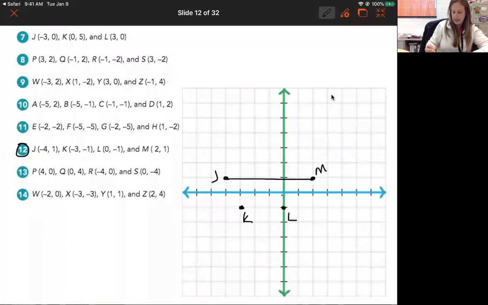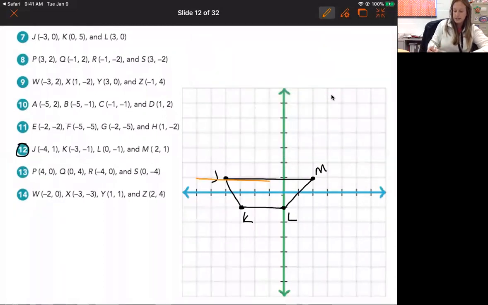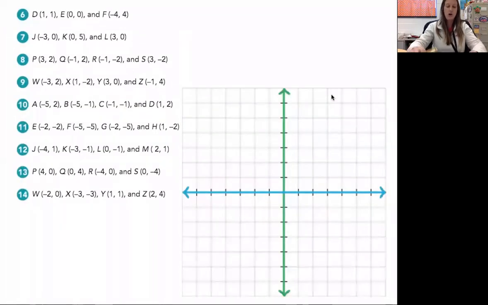Okay, now I'm going to connect these, J, K, L, and M. And I can see here I have a quadrilateral and I only have one set of parallel lines. The other 2 are not parallel. So that means this is a trapezoid. So again, we'll practice classifying those shapes. If you don't know them all, it's okay. Just be as specific as you possibly can.